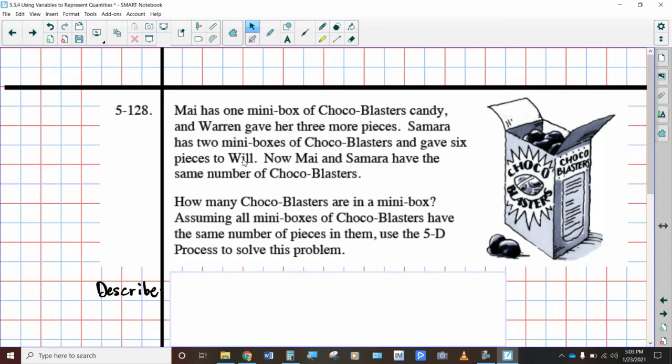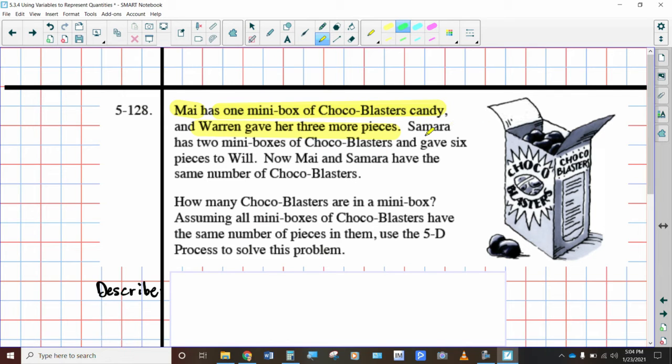So at first, it looks like we've got 4 different variables here, but to be honest with you, I think we only have 2. I think we've got Mai, who has 1 mini box of Choco Blasters candy, and then Warren gives her 3 more. So she has a box, and now 3 more have been added to that. So she must have 1 box plus 3 pieces. And I don't care about how many Warren has. Because it says now Mai. So how many chocolate blasters are in a mini box? So yeah, we're just talking about Mai and Samara.